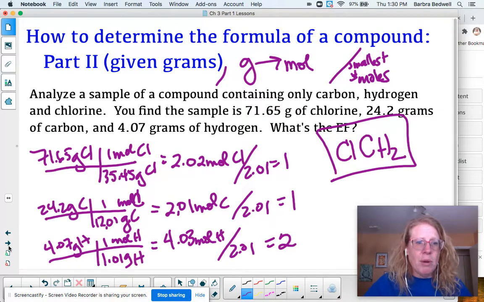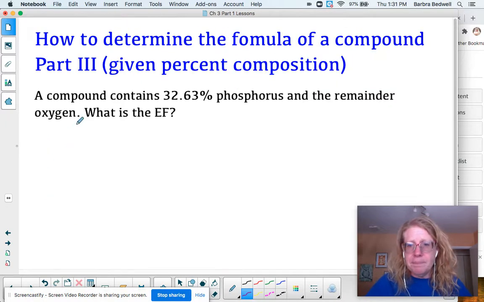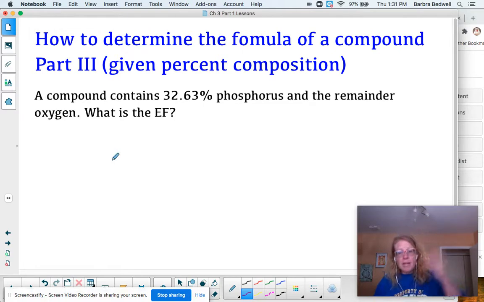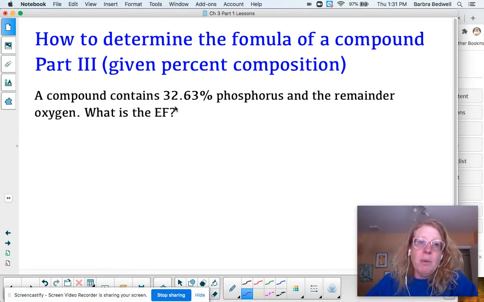I think I've got one more to do today, and then this video will be done. All right, so last one, similar version of this. How do we do empirical formulas if we're not given mass, but we're given percents instead, percent composition? Very common way that you would do a percent composition analysis like in the last video, and then you'd go one step further with your percent composition to figure out the empirical formulas.